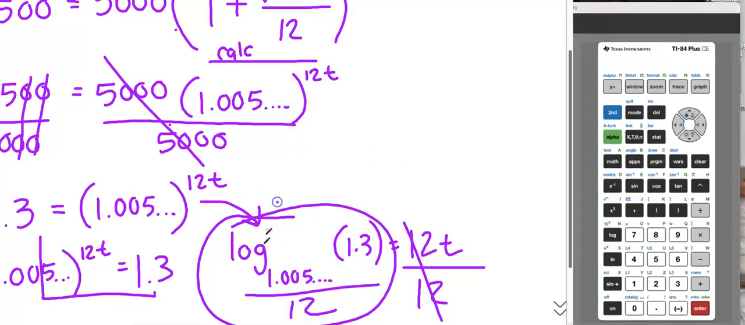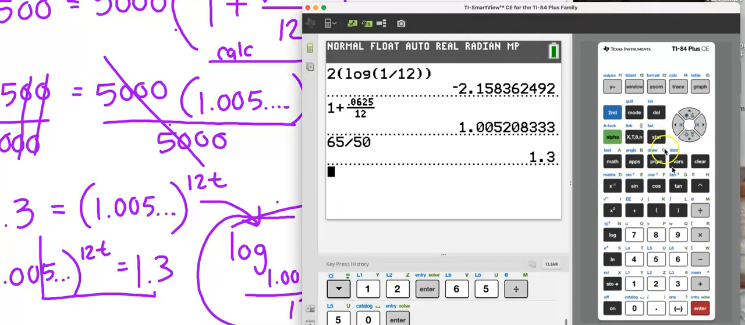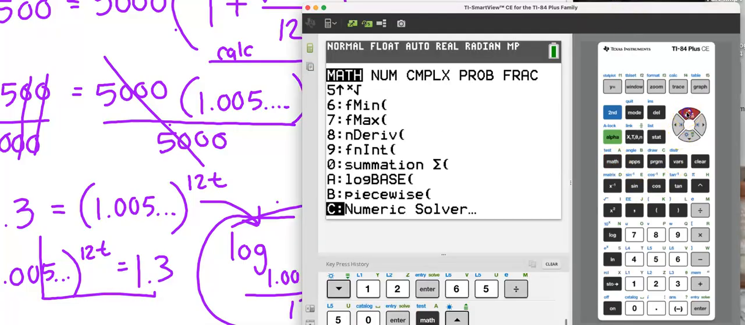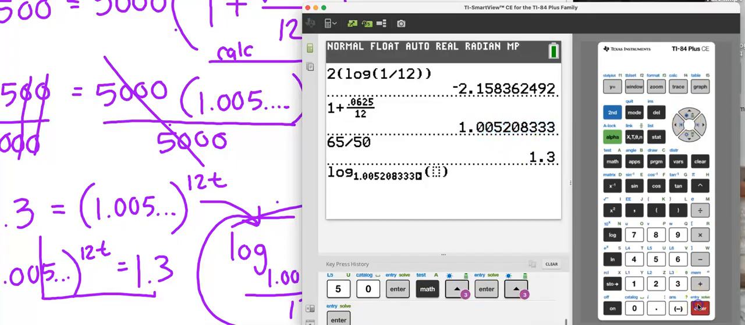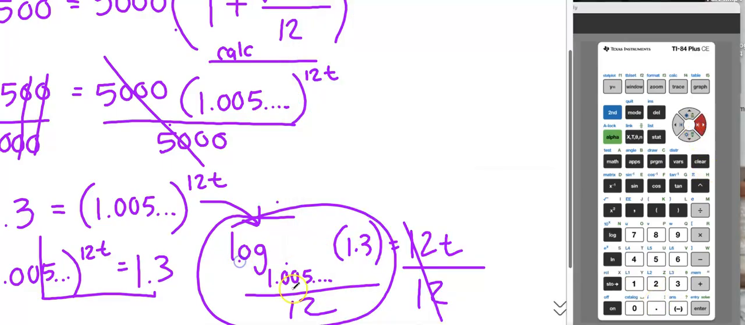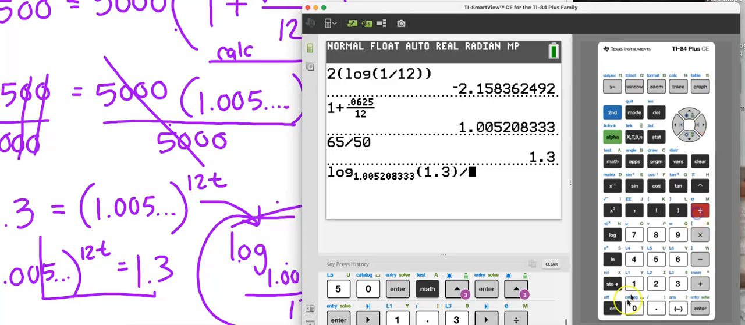So, first thing, you need a log base button. So I'm going to head to the calculator, go to math, go to log base. Now, this 1.005, I want this number to appear right here. So if you go up to that number where it's highlighted and hit enter, it will copy it for you. Then the next number is 1.3. And then all of that is being divided by a 12.